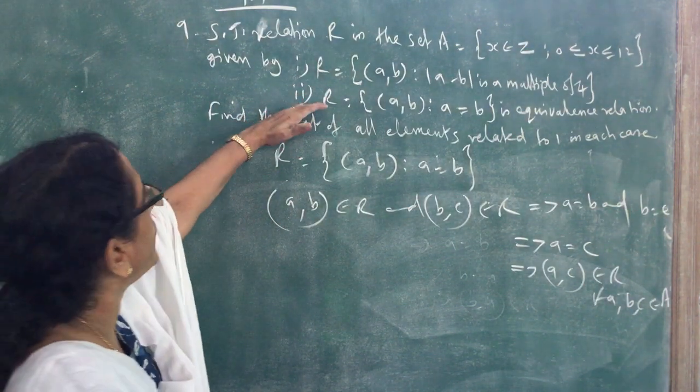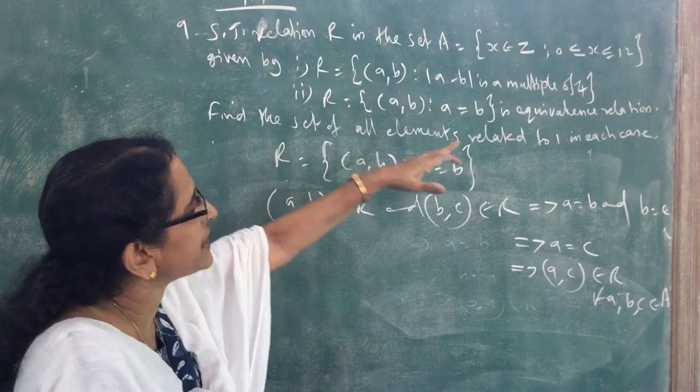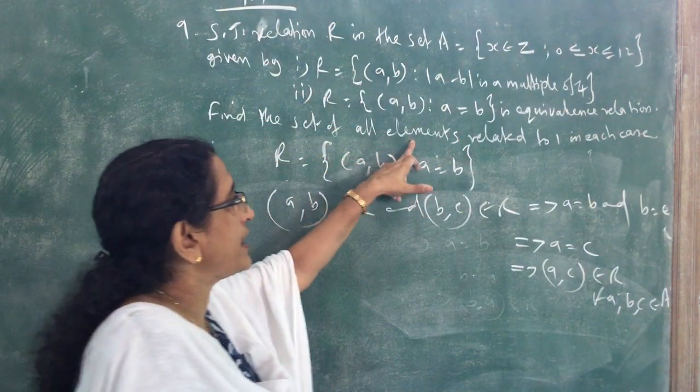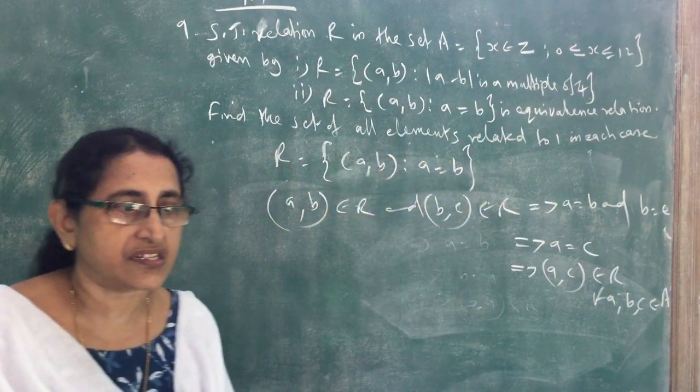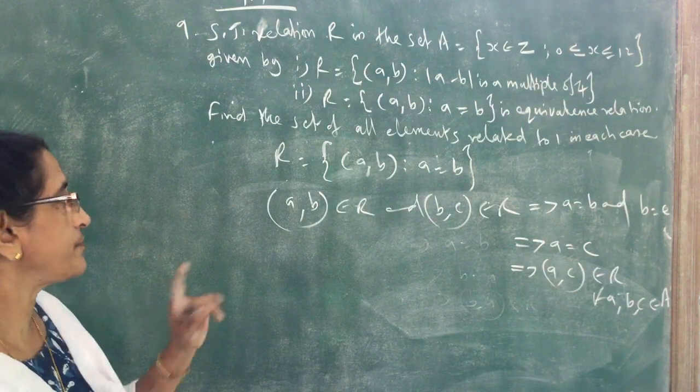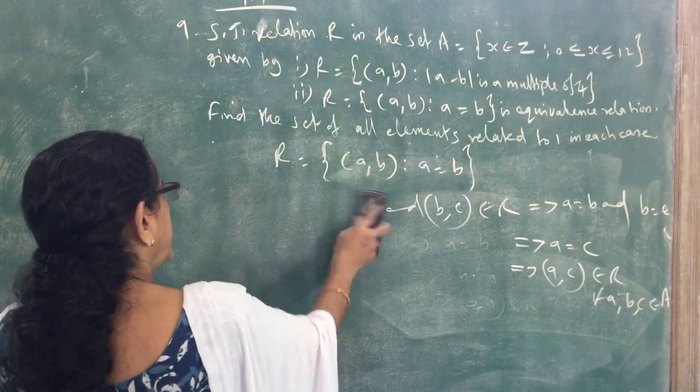Now that question is over, we proved that both the relations are equivalence relations. Now one more question is there. Find the set of all elements related to 1. In each case, we have to find the set of elements which are related to 1 in both the relations.